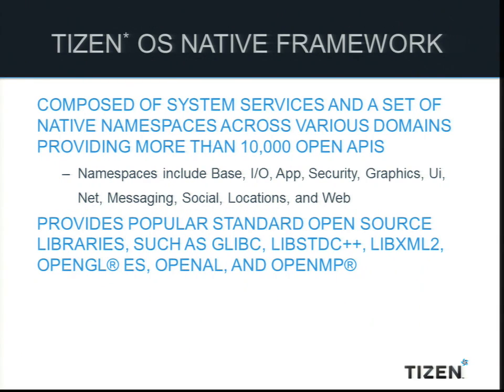Similarly, in parallel, we have the Tizen OS native framework, which is composed of system services and a native namespace across various domains, providing over 10,000 open APIs. If anyone's familiar with the Bada operating system, you'll recognize these namespaces and functionality. It's very similar to the Bada operating system. And in addition to the Tizen APIs, it also provides a gateway into some of the popular standard open source libraries such as glib, libstdc++, libxml, OpenGL ES, OpenAL, and OpenMP.